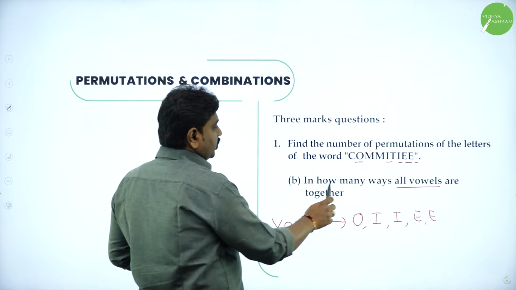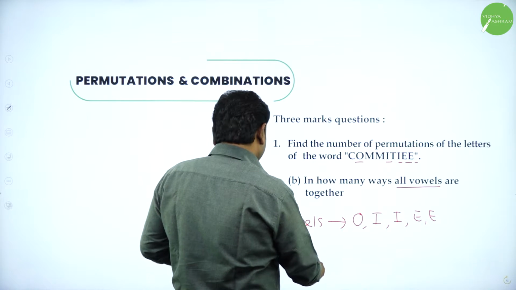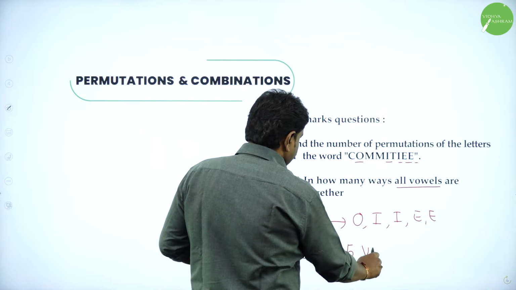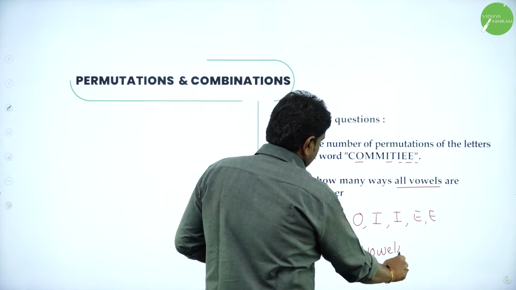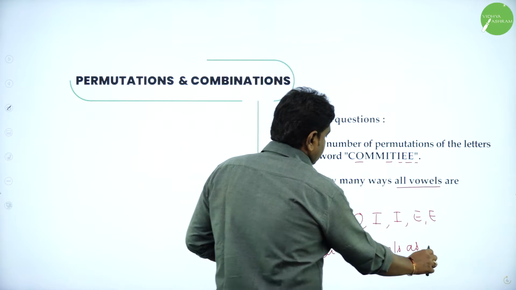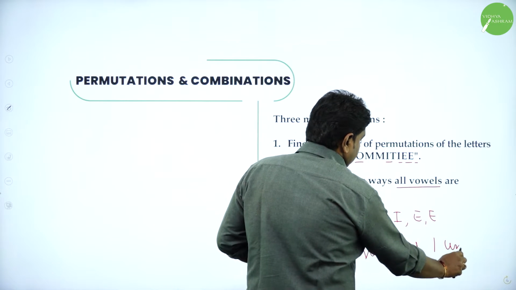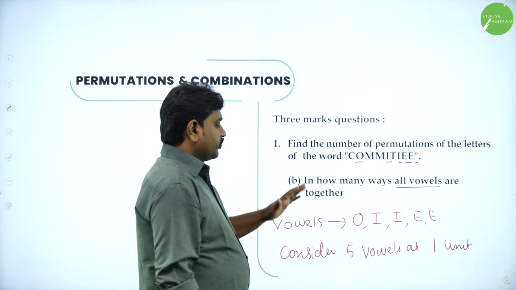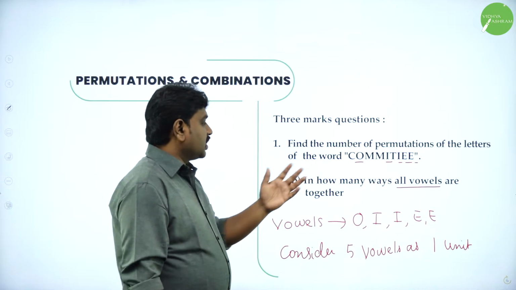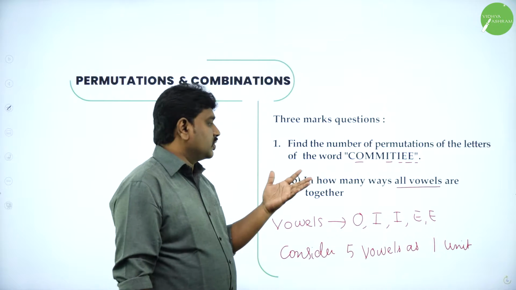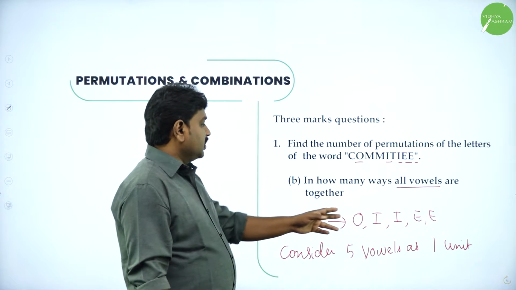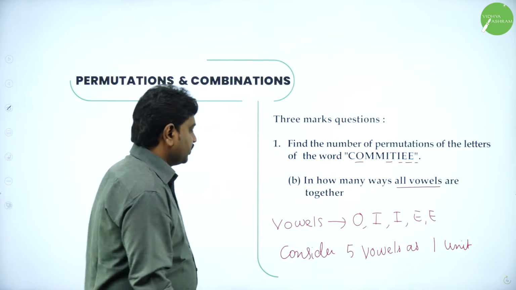So now together they told, so consider 5 vowels as 1 unit. Now other than vowels, so 5 are vowels. Remaining are consonants. Remaining are not vowels. What are the remaining? See, we have total 9 letters. In 9 letters, 5 if I remove, I have remaining 4 letters.